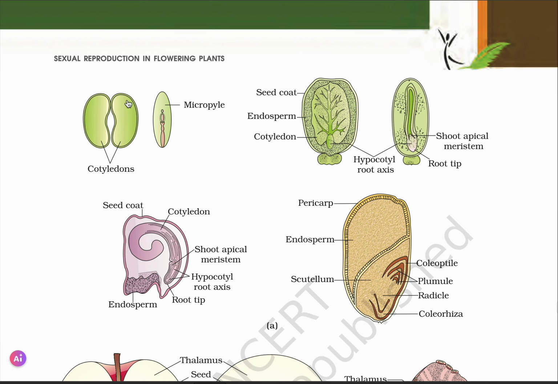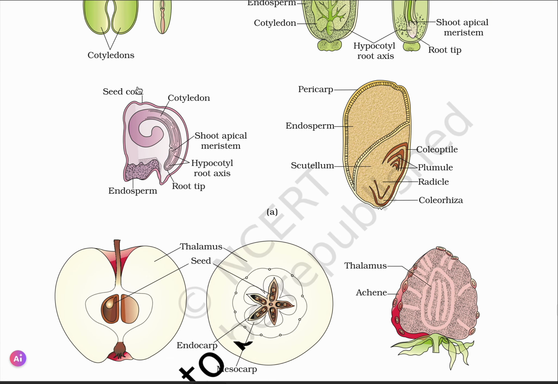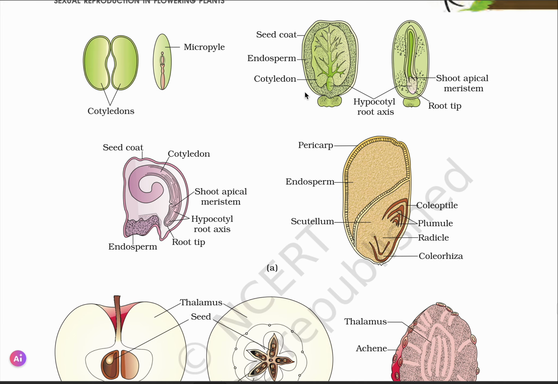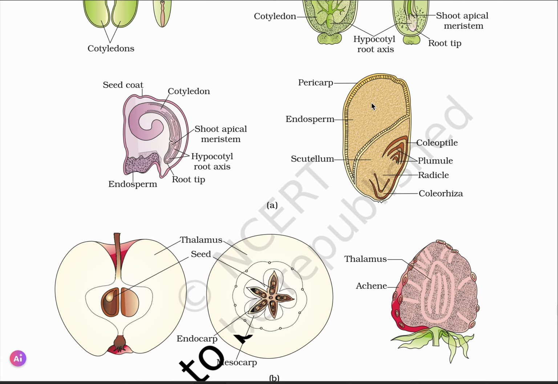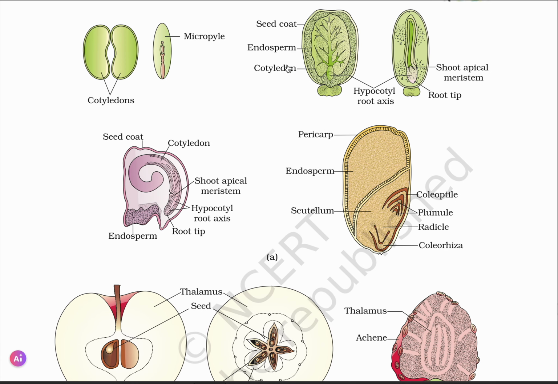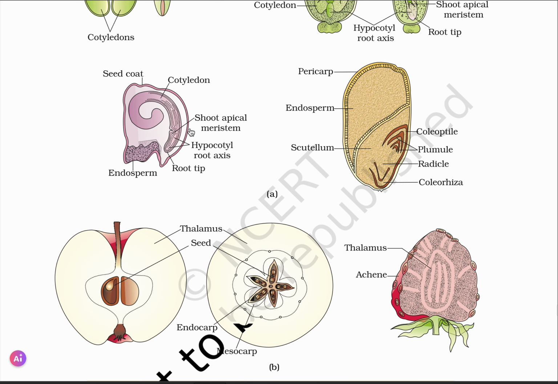We need to remember here these examples of seeds and the structure of some seeds. For the NEET point of view, it is very important to remember that this is the cotyledon, this is the micropyle, then this is the seed coat, this is the endosperm, these are the cotyledons, and this is the root axis or the hypocotyl. This is the shoot apical meristem, which is the blue one over here. Then we could remember these.